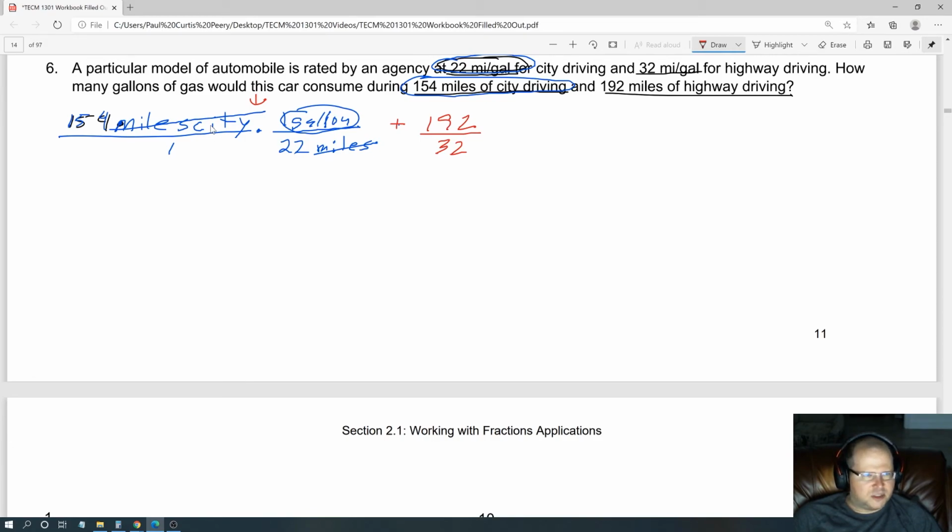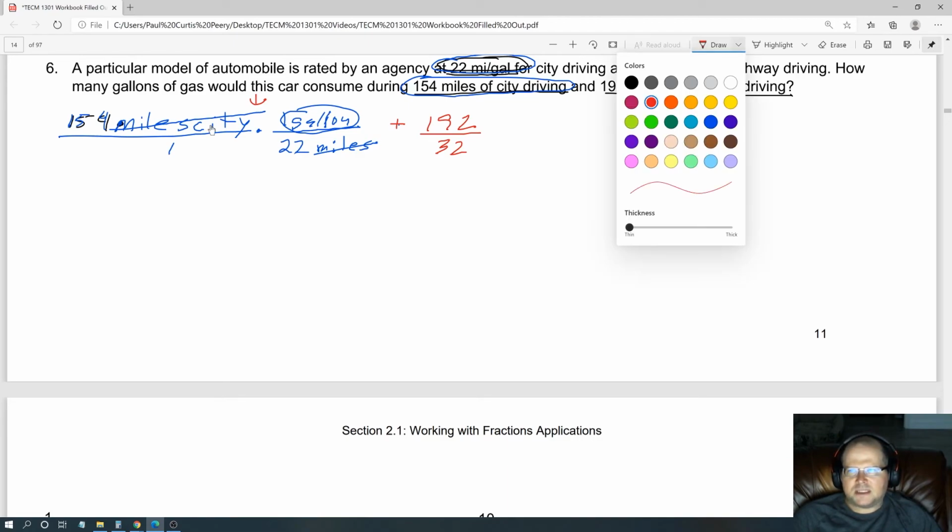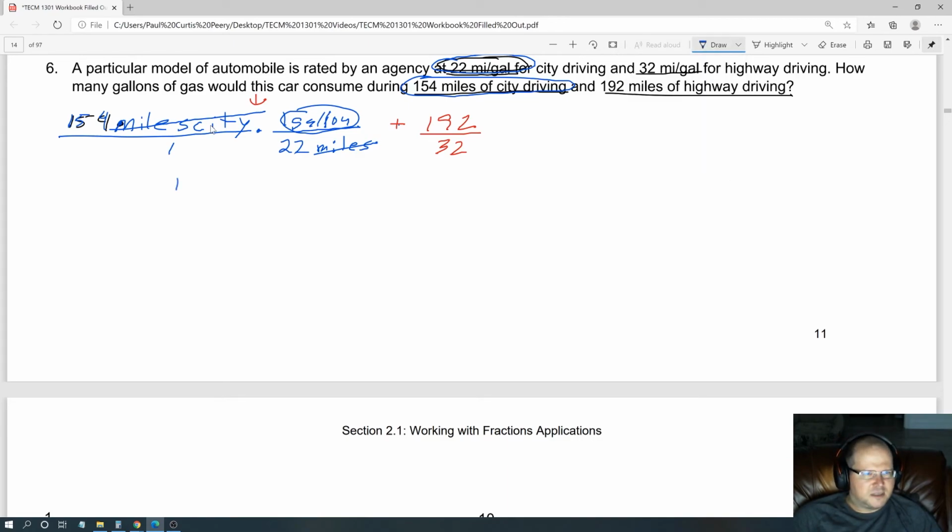So at this point, you're just going to use a calculator. You're going to say 154. Let me write this simplified form. Okay, so it's going to be 154 divided by 22. So 154 divided by 22 is 7, and 192 divided by 32 is 6, and 7 plus 6 is 13. So it costs 13 gallons.